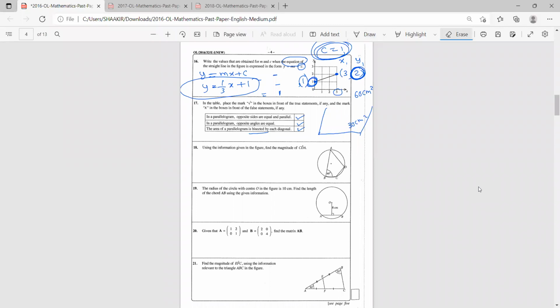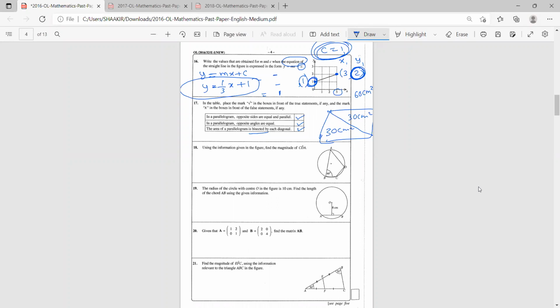If I draw in the other way, so you can draw two diagonals for the parallelogram. If I draw in this way, again if it is 60, this one will be 30. So this is looking like a triangle. This triangle also will be equal to 30. Okay, the area of the parallelogram is bisected by each diagonal.